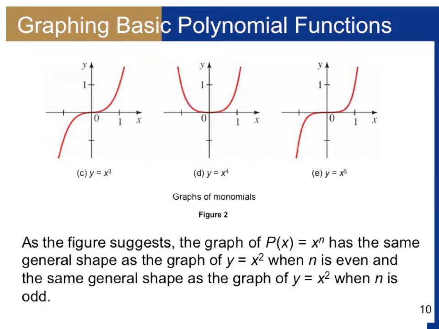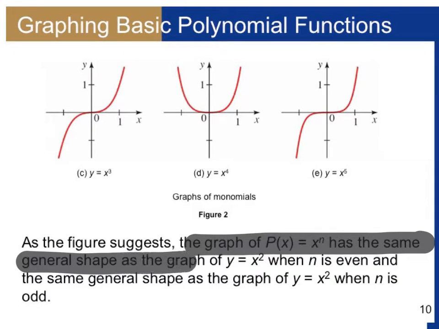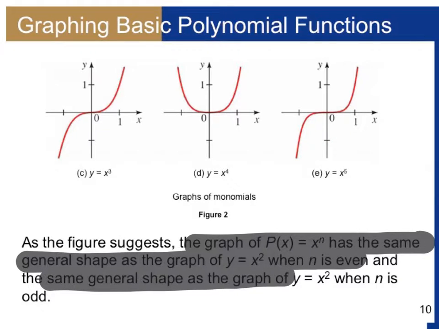Okay. So when n is even, let's note that. So we can say the graph of p of x equals x to the n has the same general shape as the graph of y equals x squared when n is even, and the same general shape as y equals x, that should be x cubed, when n is odd. So let me put x cubed there, not x squared. So let's scratch that out.